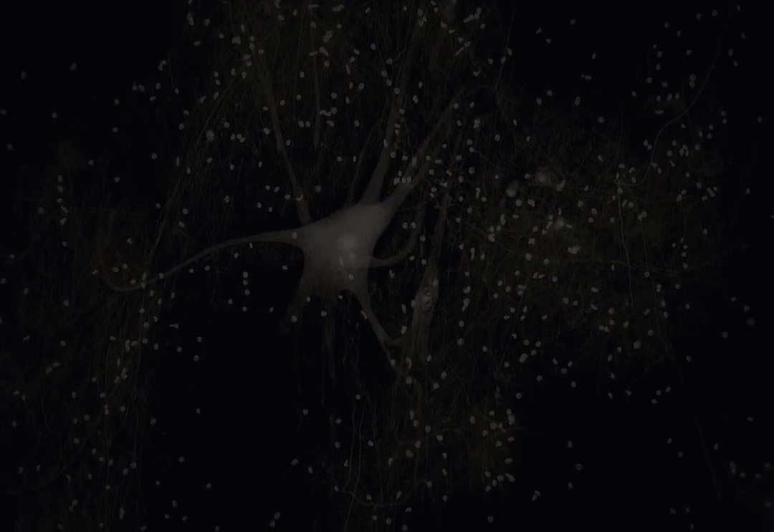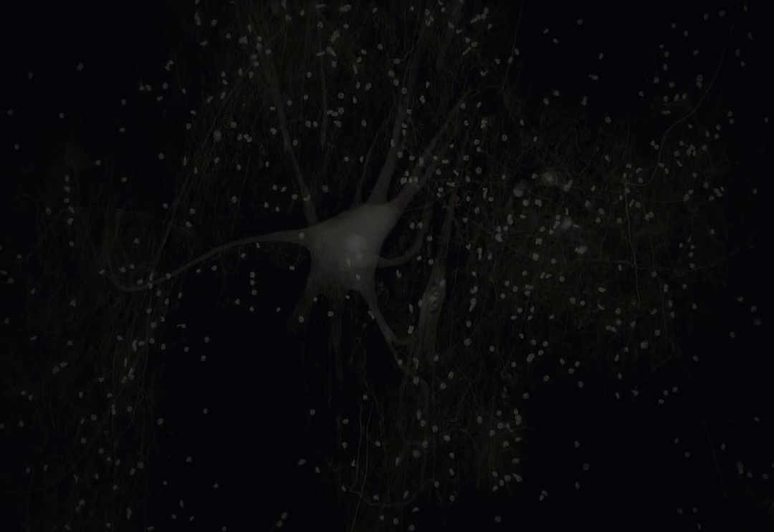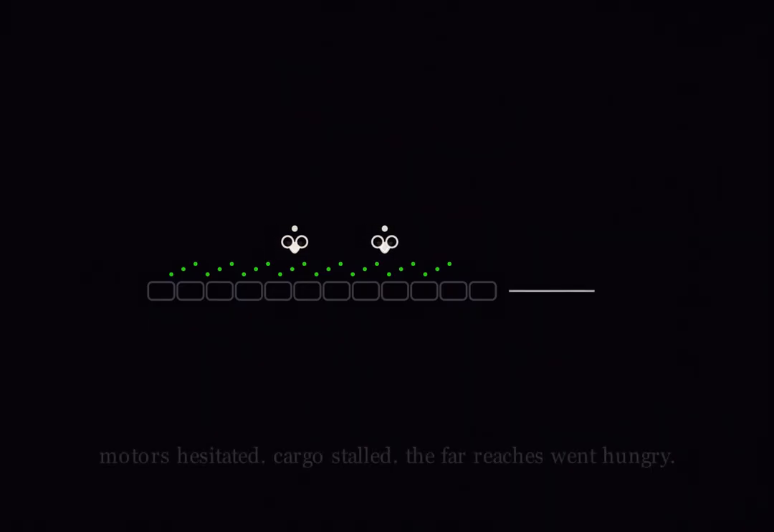The mouse's CCP1 was broken. One eraser, gone. And here is what followed, step by step, each step measured. With nobody erasing, the bead chains overgrew. The roads became overmarked. Motors that should have walked those roads hesitated. Cargo stalled. The far reaches went hungry. And the longest, most transport-dependent cells in the brain died first. Not because anything attacked them, but because a balance failed.